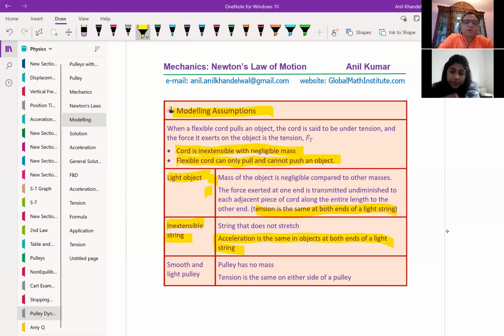And what is a smooth light pulley? It means that the pulley has no mass, and again, the tension is the same on either side of the pulley. Perfect. Now let's look into the solution itself.